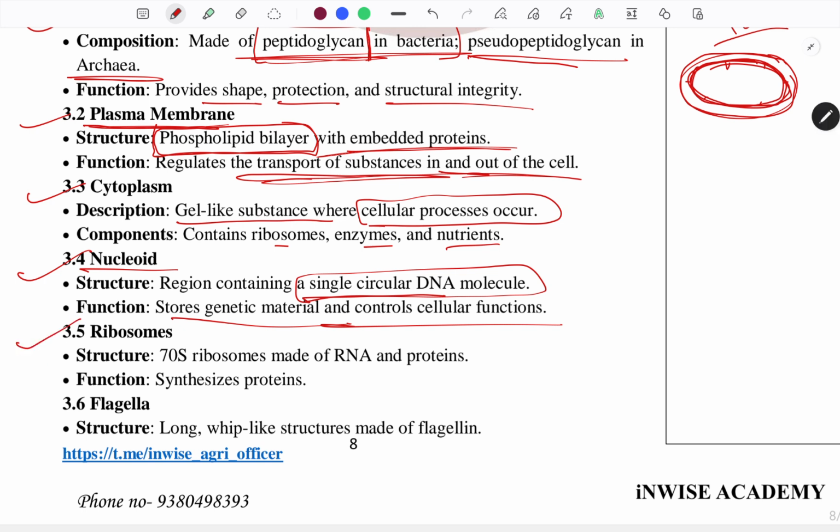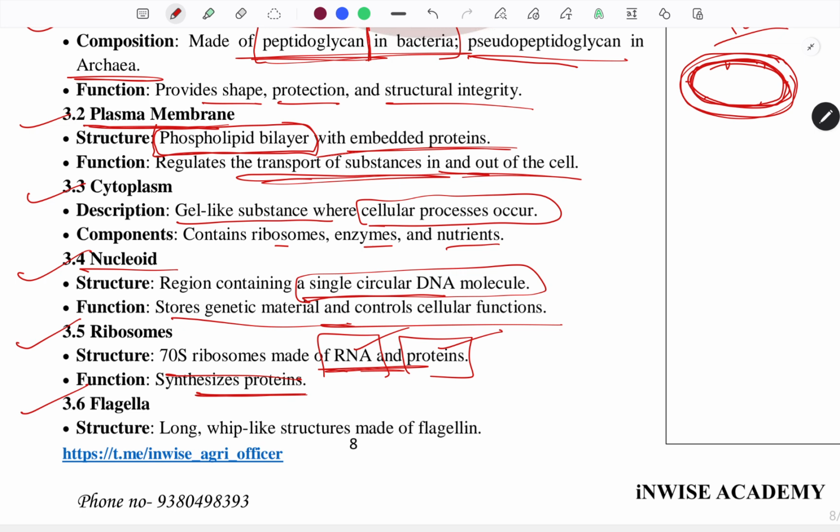And the fourth component of the prokaryotic cell is the ribosomes. As we discussed before, in prokaryotes, 70S type ribosomes are present, and these are made up of RNA and proteins. Whatever the ribosome, ribosomes are made up of RNA and proteins. Remember that. In prokaryotes, 70S ribosomes are there. Function: synthesizes protein.